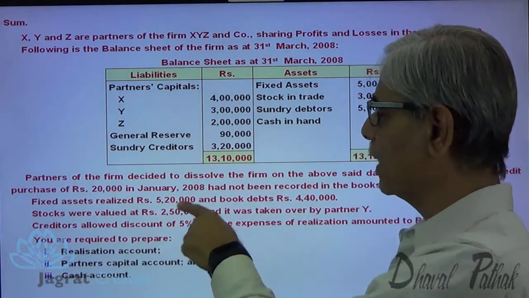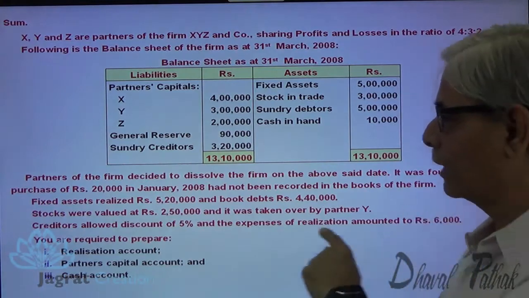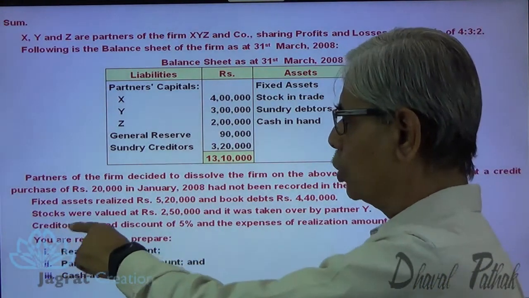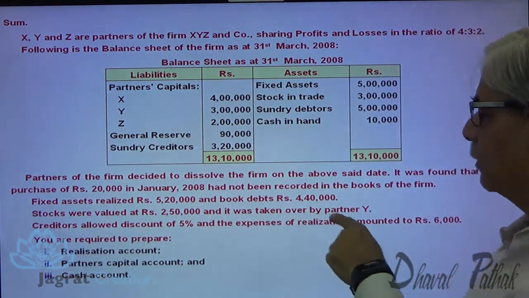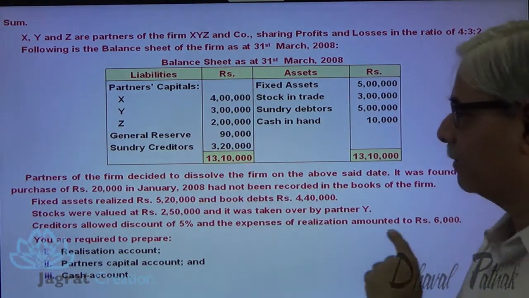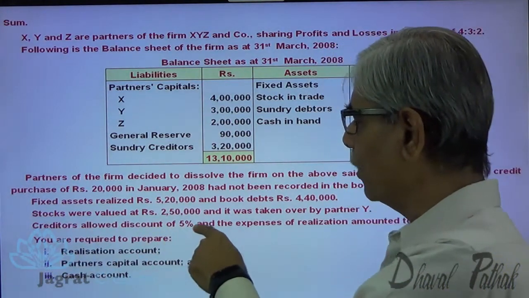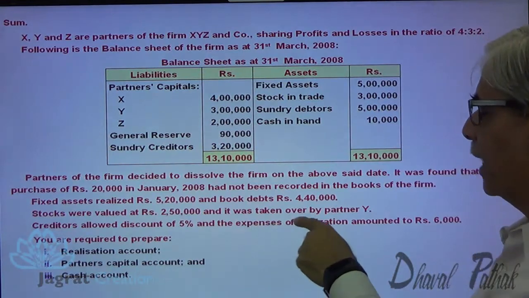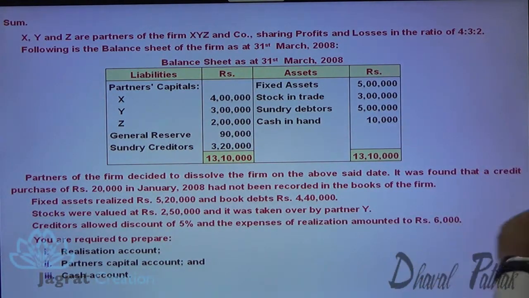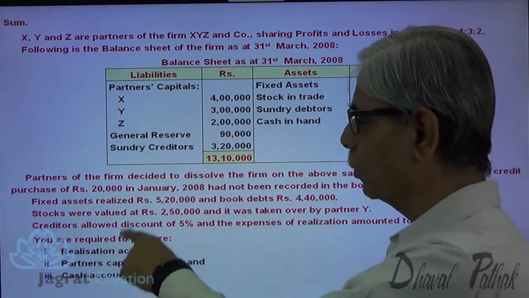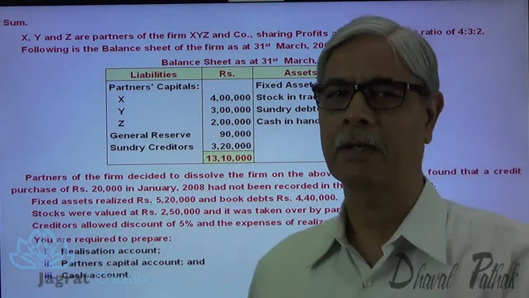Fixed assets realized 5,20,000 and book debts 4,40,000. Stocks were valued at 2,50,000 and it was taken over by a partner Y. Creditors allowed 5% discount and the expenses of realization amounted to 6,000. You are required to prepare realization account, partners capital account and cash account.